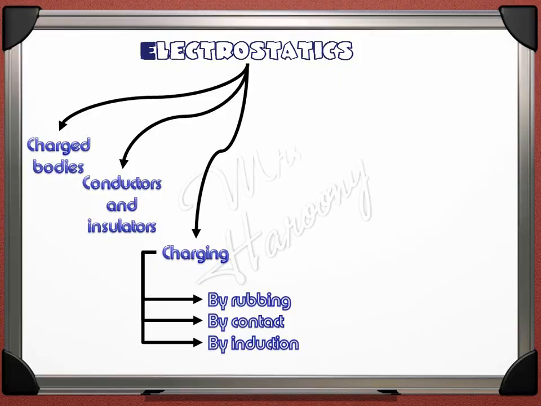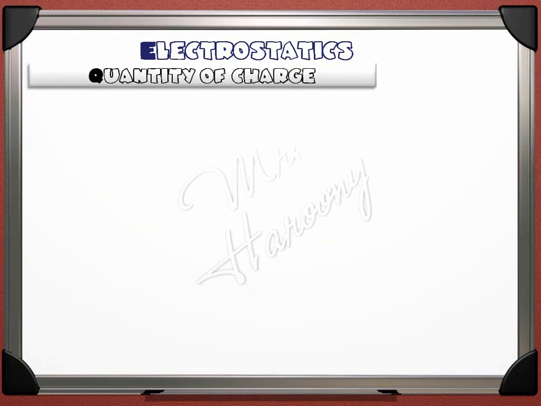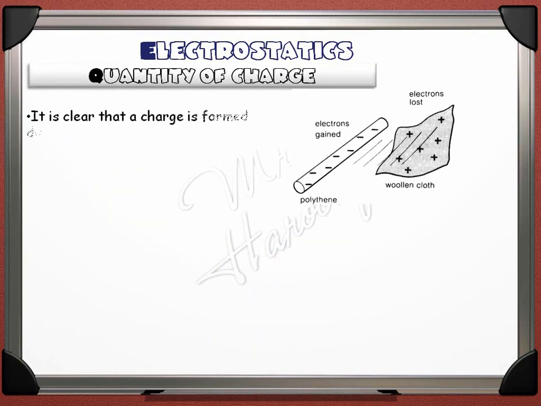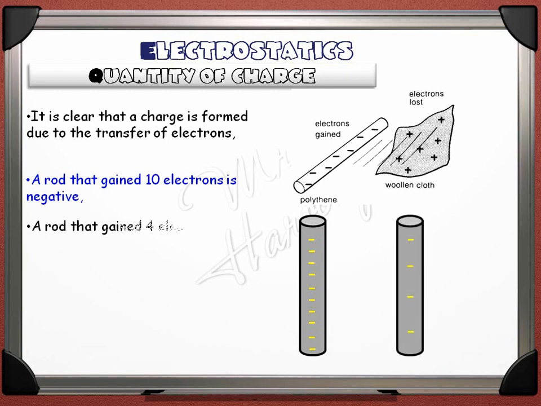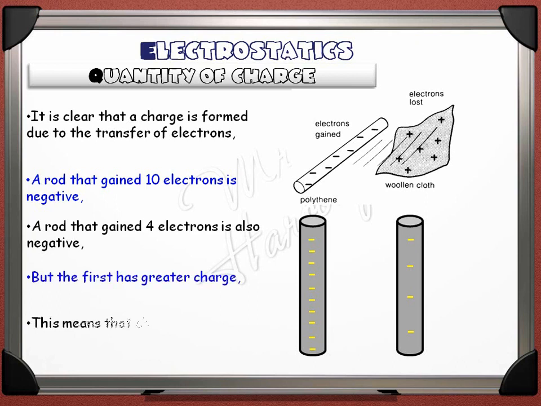Now we need to express the charge numerically. We need to change it to a measurable quantity. This is why we will introduce the new physical quantity, the amount of charge, or the quantity of charge Q. It is clear that the charge is formed due to the transfer of electrons. A rod that gains 10 electrons is negative. A rod that gains 4 electrons is also negative. But the first one has the greater charge.